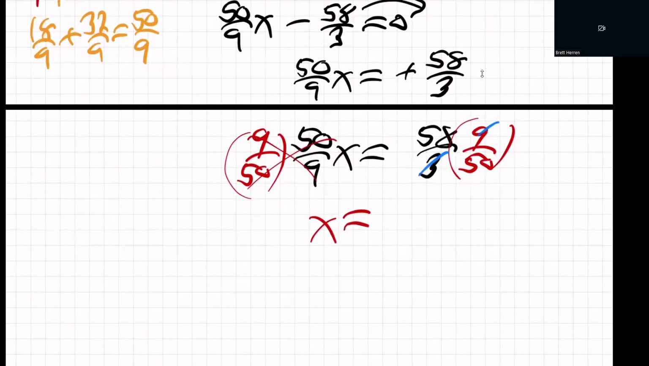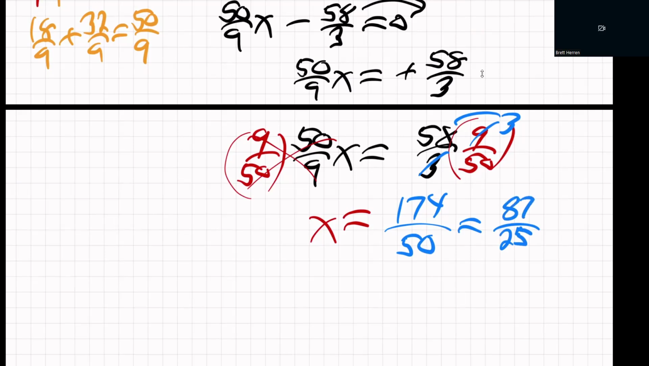Remember how to do this? 3 goes into 9 3 times. 3 times 50, 150 and 24, 150 and 24, 174 over 50. Reduce it, divide by 2. 87 over 25.